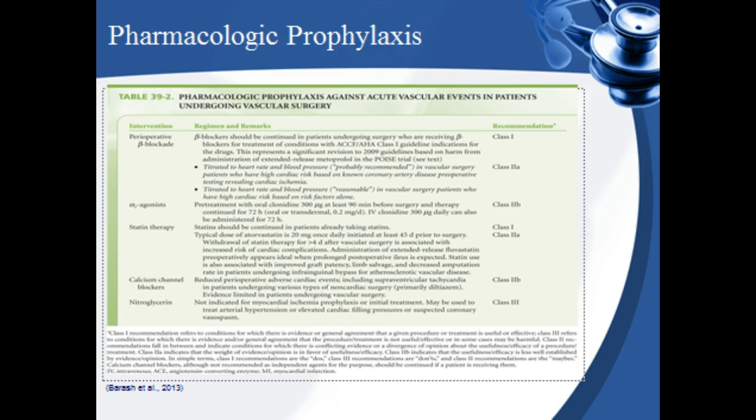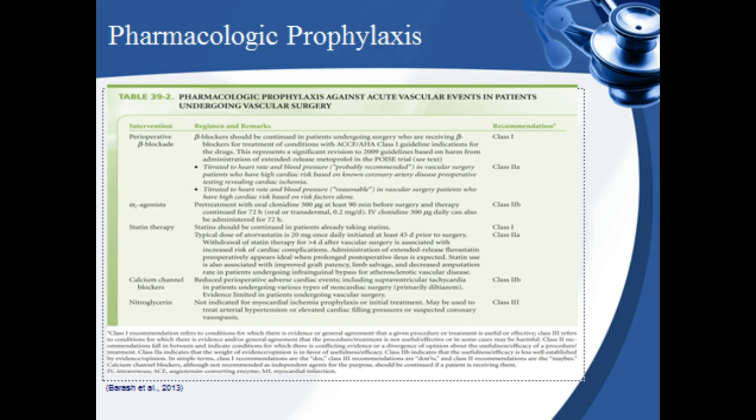Skipping down to a Class 3 recommendation, this refers to conditions for which there is evidence and general agreement that the procedure or treatment is not useful or effective, and in some cases may be harmful. Class 2 recommendations, those are A and B, fall in between and indicate conditions for which there is conflicting evidence or divergence of opinion about the usefulness or efficacy of the procedure or treatment.